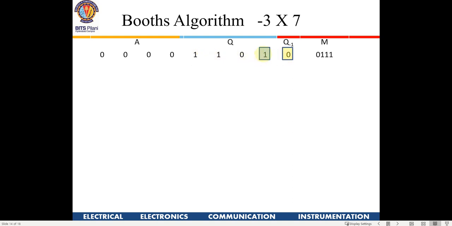We have to compare between these two, this last bit of Q and this Q1. It is written Q1 here, and this is also initialized to 0. So it is 1 0, right? If it is 1 and 0, that means we need to subtract, A minus 1. We need to do A minus M. M is 7, so we need to do a complement of that. If you do the complement of this, you will get 1 0 0 0 1. So A minus M, this is what we get here, right?